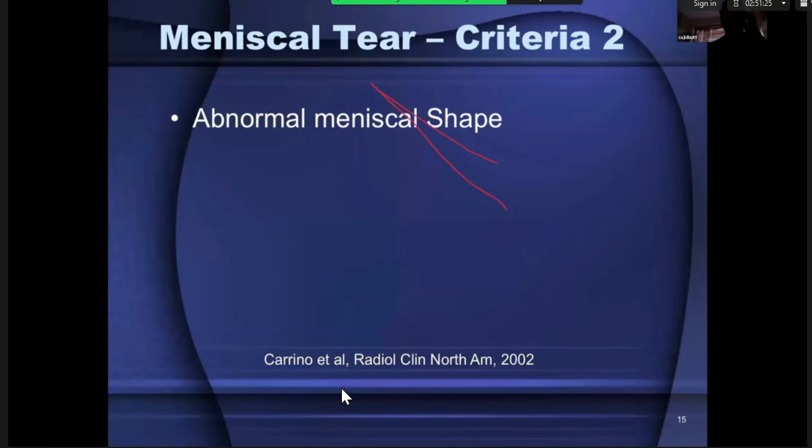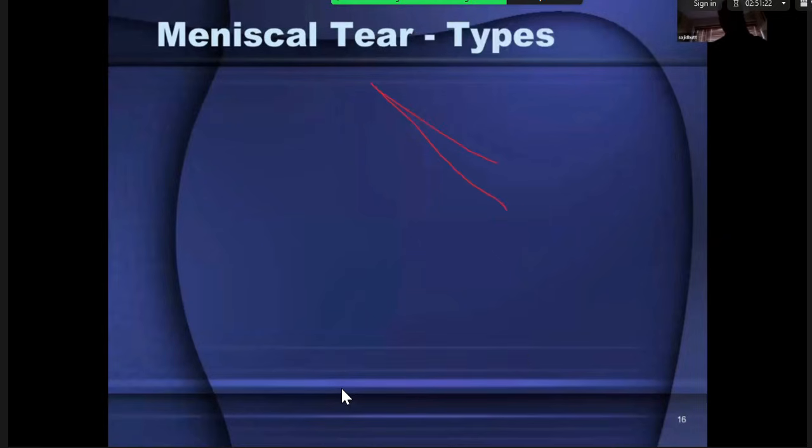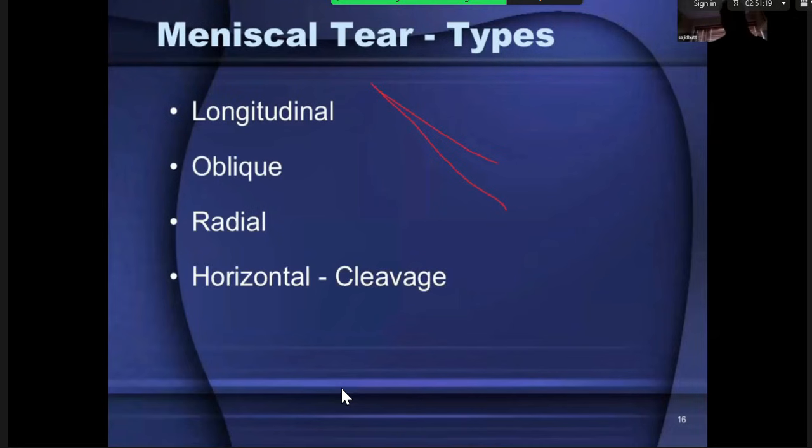The second criterion for diagnosing a tear is an abnormal meniscal shape. The tears can have a longitudinal, an oblique, a radial, a horizontal cleavage, or a complex shape. What we need to remember is that horizontal cleavage tears are more common in the older age group in the degenerative variety, whereas longitudinal tears are more common in the younger age group, and they have a post-traumatic etiology. They usually happen following an acute trauma.